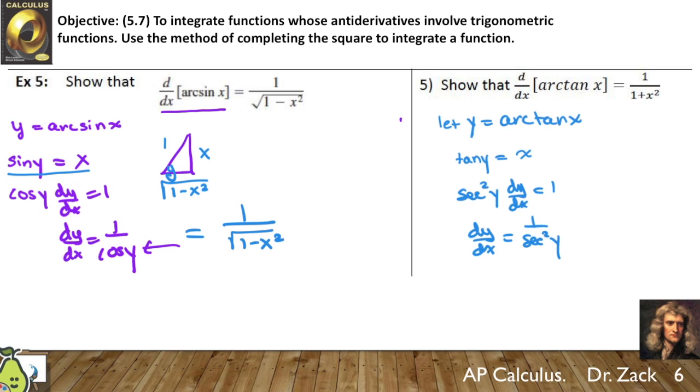So dy/dx is 1 over the secant squared of y. Think about that triangle again, setting up the tangent of y is equal to x. That's going to be the opposite over the adjacent, and our missing hypotenuse is the square root of 1 plus x squared. So if we substitute for the secant of y, which is going to be the hypotenuse divided by 1, and then we square it, we get 1 over 1 plus x squared.